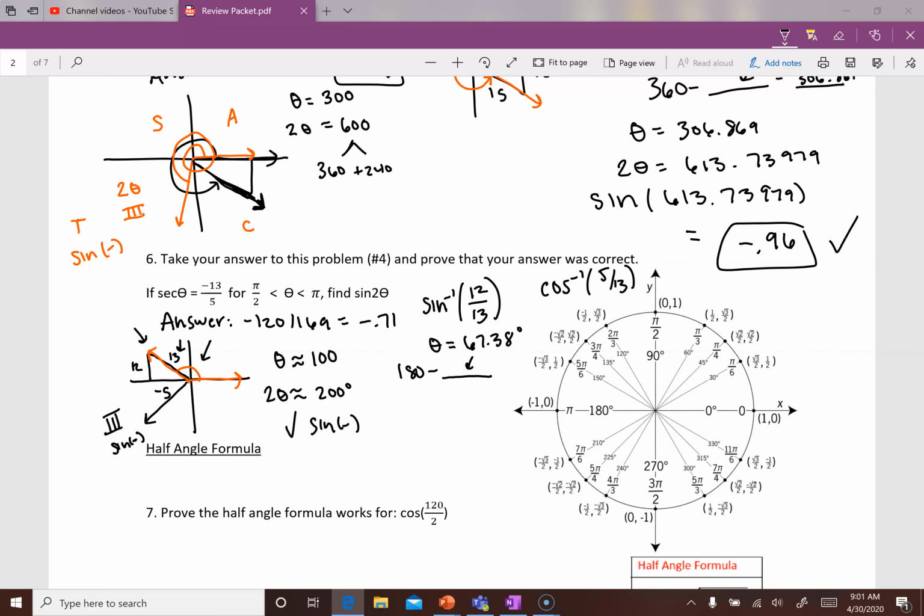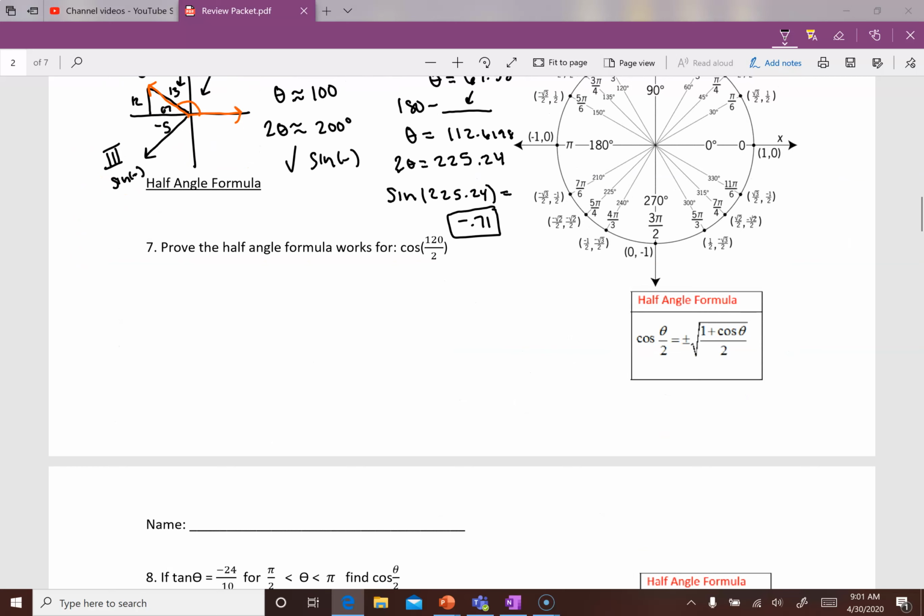We found that this right here is 67. Okay, so 180 minus that gives me that theta is equal to 112.6198, which means my 2 theta, I'm going to double that, and I get roughly 225.24. So I was a little bit off on my guess, but that's all right. So then I find sine of 2 theta, which is sine of 225.24, and I get an answer of negative 0.71. There we are. All right, here we go.